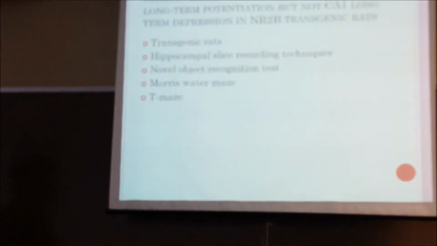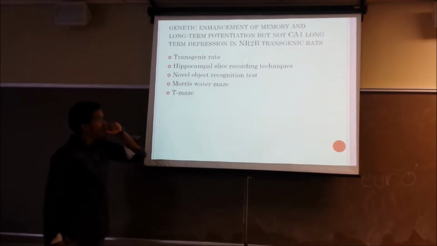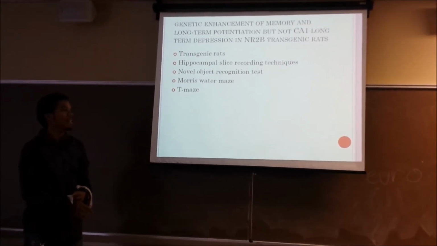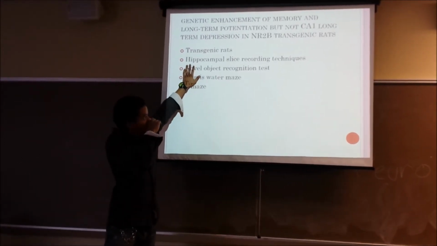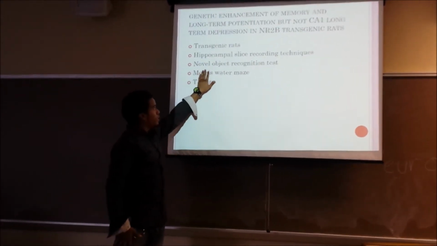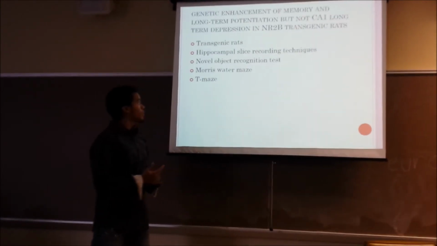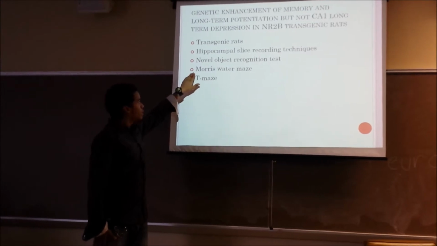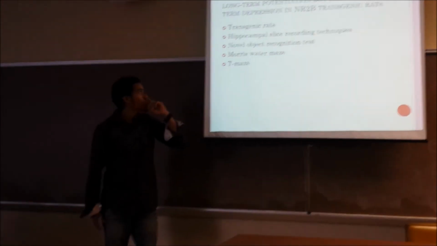Alright, so in this paper, they did these tests right here. They created transgenic rats that overexpressed the NR2B gene, and then they put them through a few tests. They tested their hippocampus to test the LTP at the Schaffer collateral pathway, and they gave them the novel object recognition test to test their recognition memory. They put them in a Morris water maze to test their spatial memory, and a T-maze to test their working memory. I'll describe those tests right now.